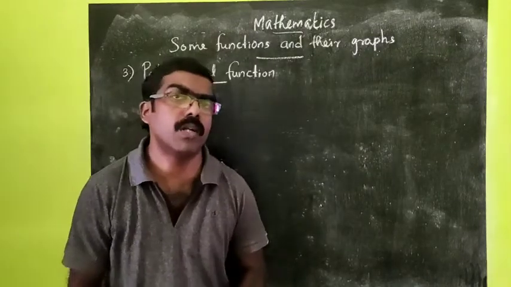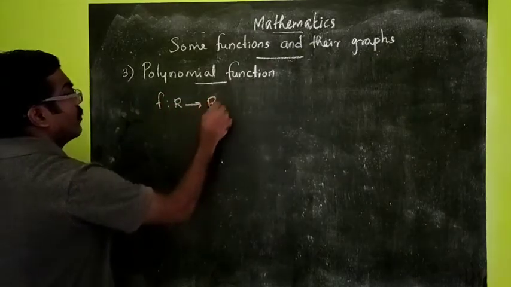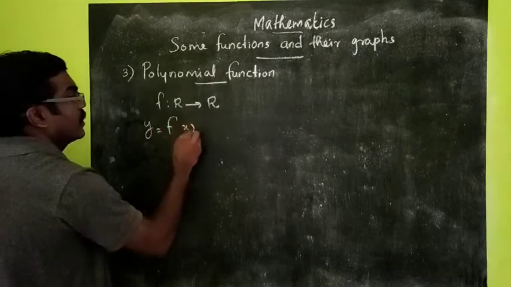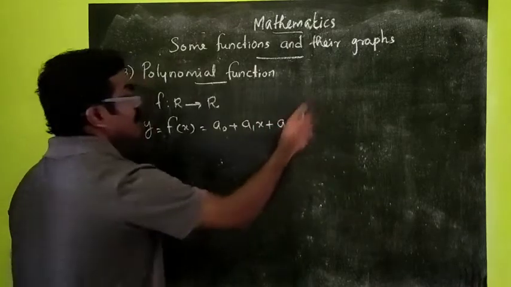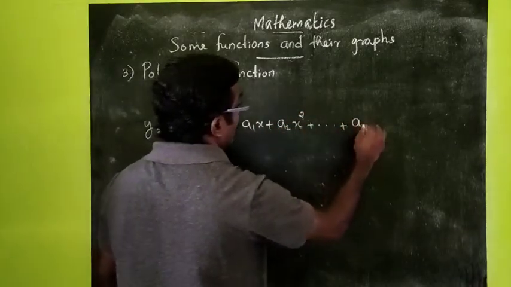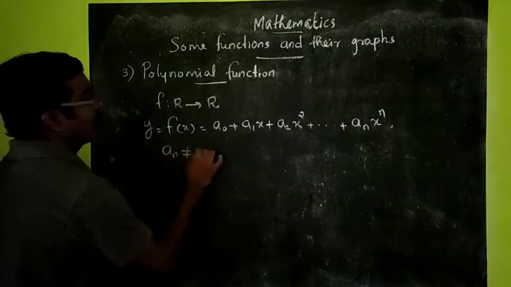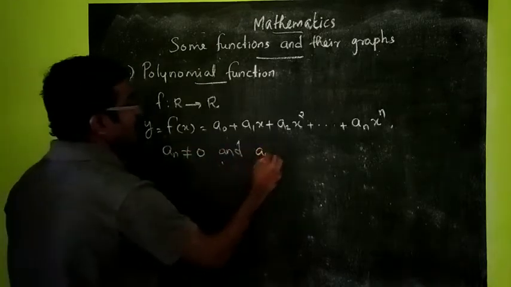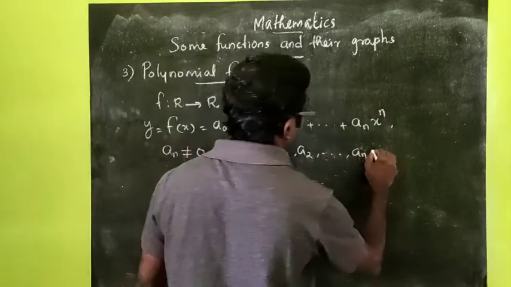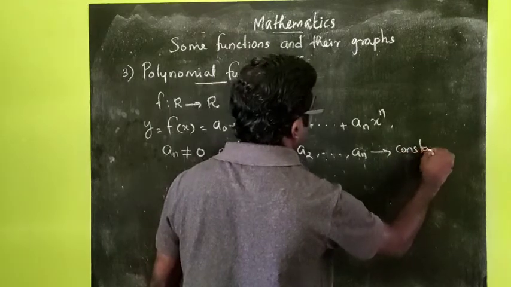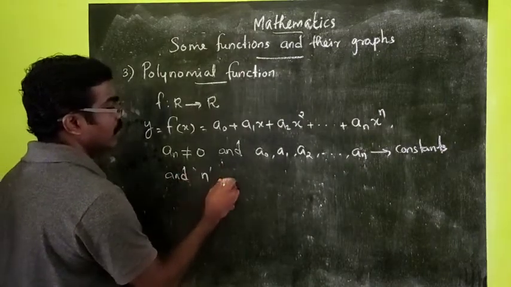Now we move on to the next one, polynomial function. So it is a real function f from R to R given by y is equal to f of x is equal to a0 plus a1x plus a2x square, then plus etcetera plus an x raised to n, where n is not equal to 0 and a0, a1, a2, etcetera, an are constants and n is a non-negative integer.